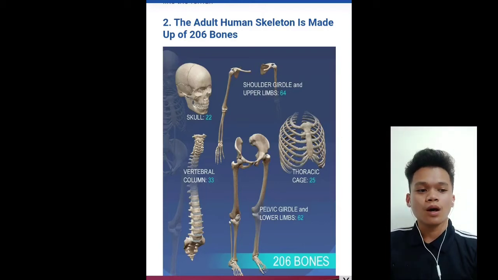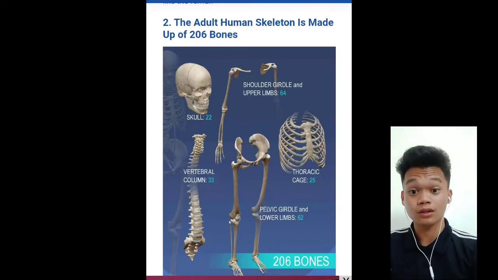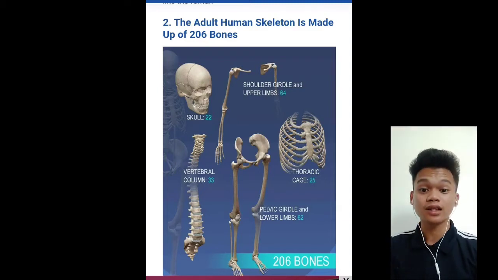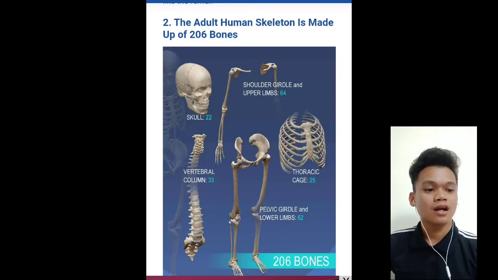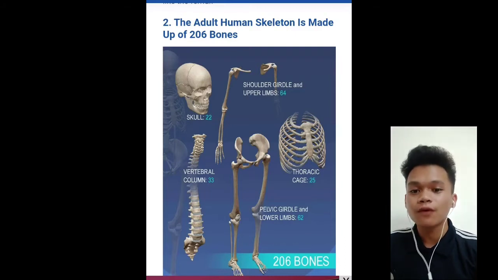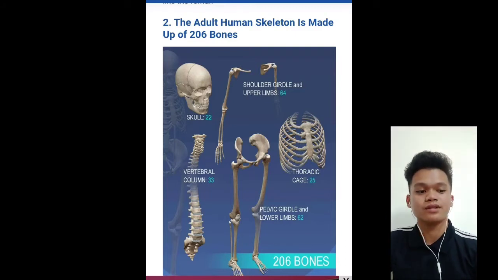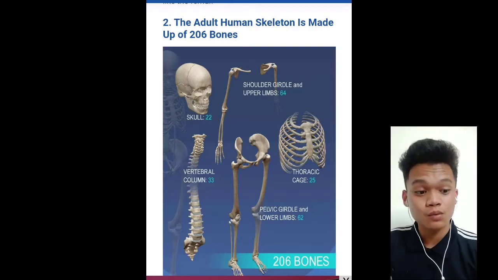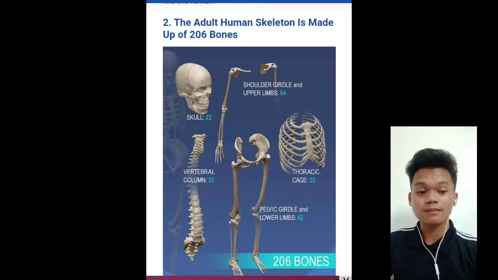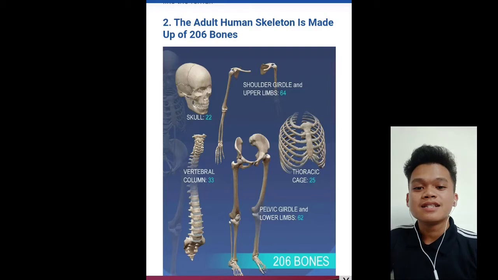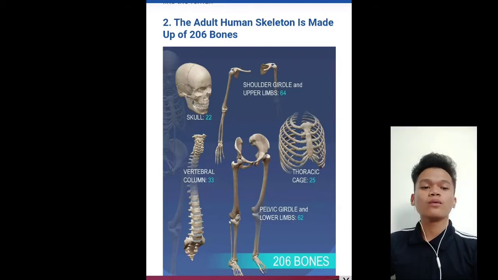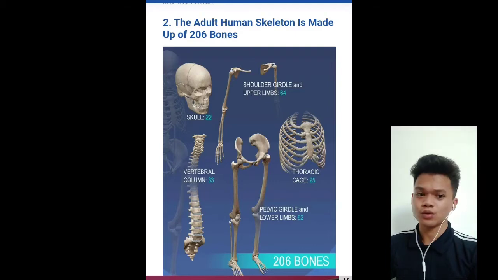In an adult, the skull has 22 bones. The spinal cord area has 33 bones. The shoulder girdle and upper limbs have 64 bones. The ribs have 25 bones. And the lower limbs, our thighs and feet, have 62 bones. All in all, we have 206 bones for adults.